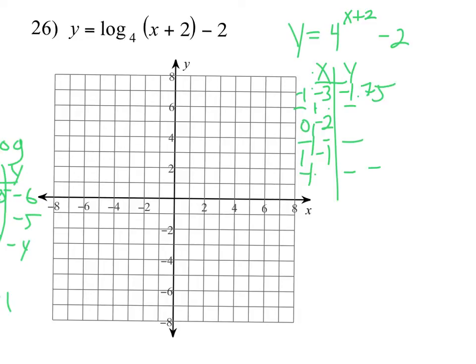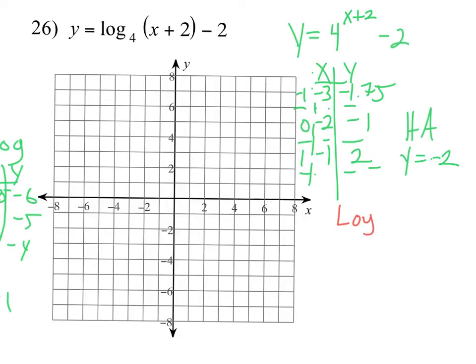When I plug in -2, 4 to the 0 is 1, minus 2 is going to be -1. And finally, 4 to the first, which is what happens if you plug in -1, is 4 minus 2 is 2. At this time, I'm not going to graph my exponential version. I would like to note that my horizontal asymptote is y equals -2. Let's go straight to our log version.